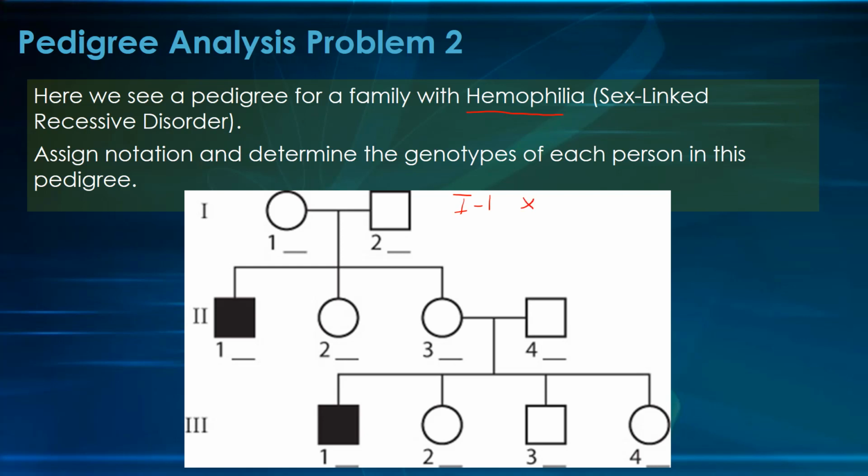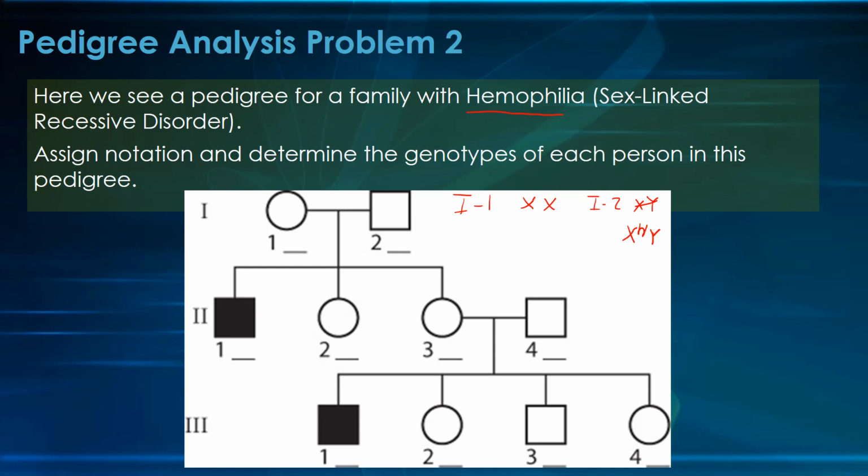Individual 1-1 is going to be XX, and individual 1-2 is an XY. And now we've got to figure out, is she a carrier of this disorder? He definitely doesn't have the disorder, so we know he is not little h, he is big H, and Y, so he's not a carrier. We definitely know his genotype and his phenotype.